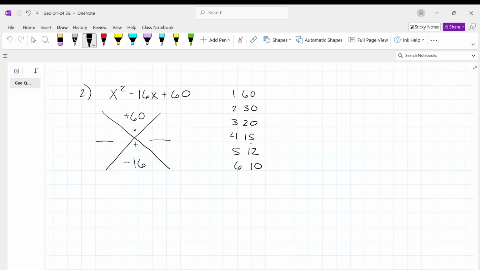Out of those factors, the only two that can combine to a 16 are the 6 and the 10. So if we take -6 times -10, we get a +60. And -6 plus -10 is a -16. So our factors are x minus 6 and x minus 10. And when I'm talking about show your work on the quiz, this is what I'm talking about you showing.